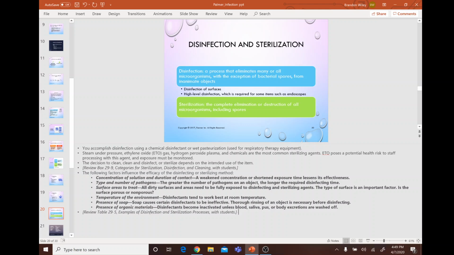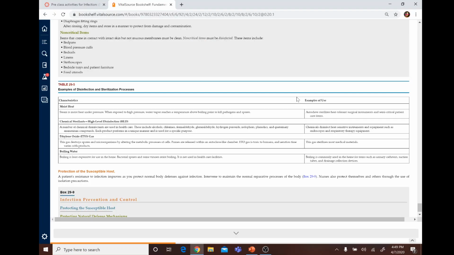What are the most common sterilizing agents that we use in the hospital? Steam under pressure, ethylene oxide gas, hydrogen peroxide plasma, and chemicals. Which one poses a potential health risk to staff, though? Ethylene oxide gas. Tell me what moist heat is. Basically, steam is moist heat under pressure. When exposed to high pressure, water vapor reaches a temperature above boiling point to kill pathogens and spores. What is an example of moist heat? Autoclave sterilizes heat-tolerant surgical instruments and semi-critical patient care items.